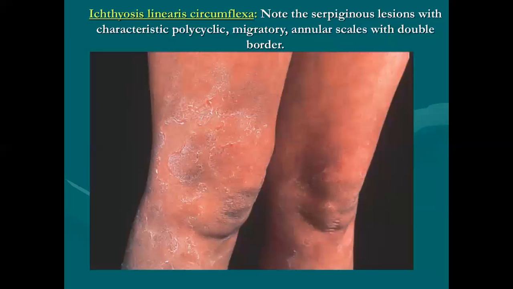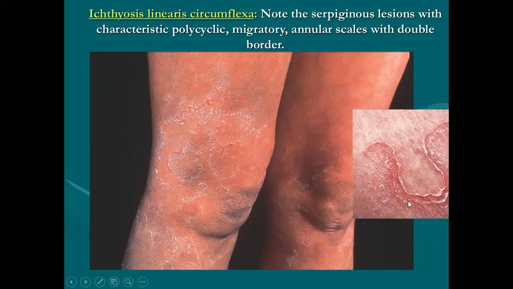The characteristic ichthyosis in Netherton syndrome is the ichthyosis linearis circumflexa, which is characterized by serpiginous lesions with characteristically polycyclic migratory annular scales with double borders. You can see the double border of the scales here. So they are migratory, they are polycyclic. The lesions are annular with double borders of the scale. This is ichthyosis linearis circumflexa.